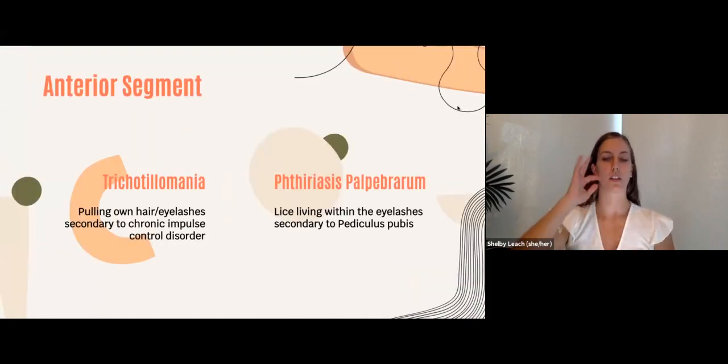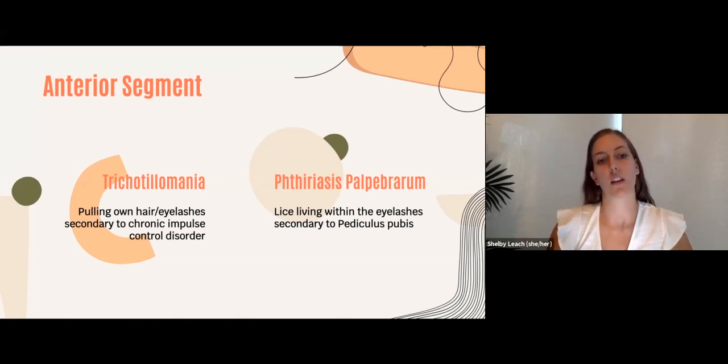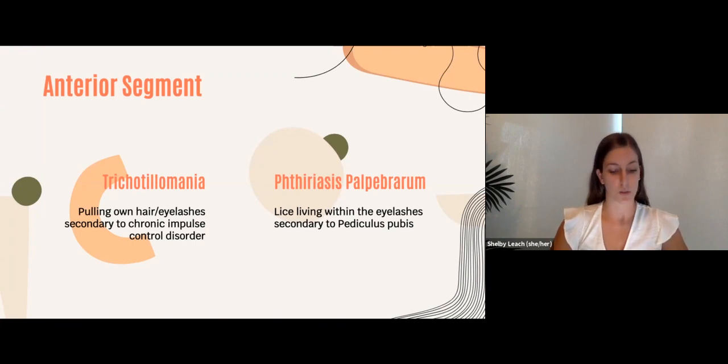All right, so just again, talking about a few brief conditions. Trichotillomania is the pulling of one's own hair or eyelashes secondary to a chronic impulse control disorder. Comorbidities that can manifest include anxiety and disruptive behavior disorders in young people, and more commonly in adults, anxiety, mood, substance use, eating, and personality disorders. Treatment, as per the literature, includes cognitive and behavioral therapies, supportive counseling, support groups, hypnosis, medications, and any of these combined approaches.